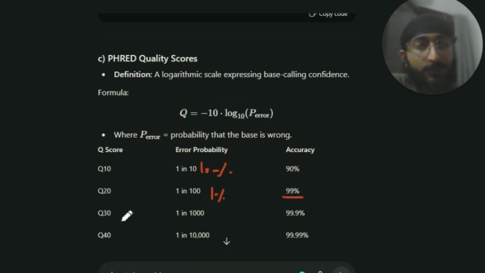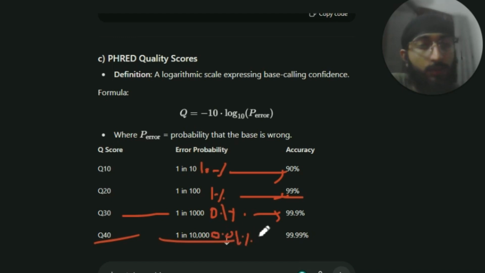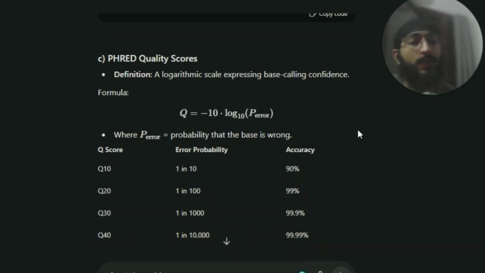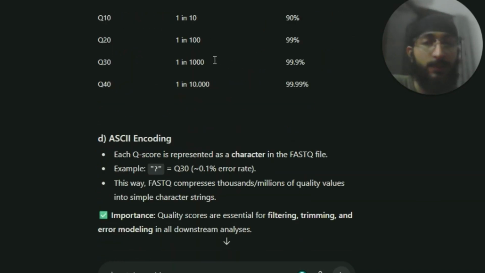That is why we have accuracy of 99%. Q30 is 0.1% wrong, that is accuracy of 99.9%. And Q40 is 1 in 10,000, that is 0.01% error probability, giving us 99.99% accuracy. Right. So that is the basic formula.